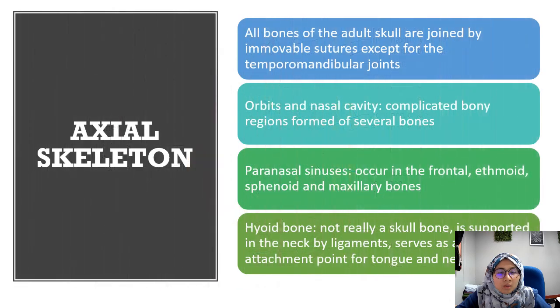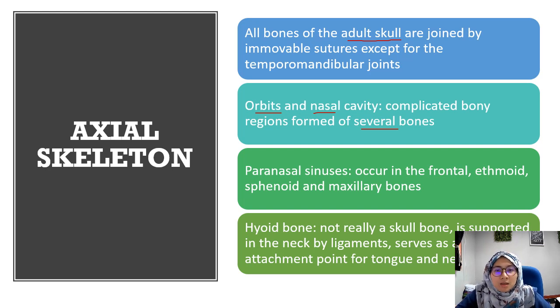Now we move to the axial skeleton. All bones of the adult skull are joined by immovable sutures. This means they are joined but the joints do not move, except the temporomandibular joint. Here it moves because we want to chew the food. And then the orbits and nasal cavity. These two cavities are complicated bony regions because they are formed by several bones. Later you will see how the orbits and nasal cavity form.